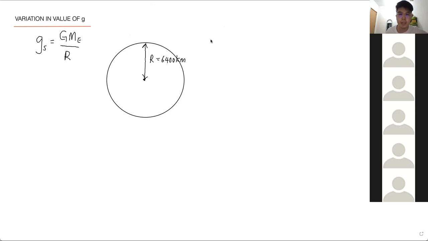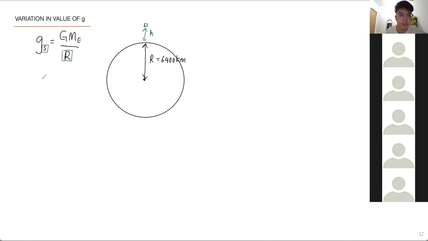What if your object is at a certain altitude above the surface? And this altitude is quite significant. Let's name it H. Can be a few thousand km. Then what would be the g, or the gravitational acceleration experienced by this object here? Again, we can derive it. The general formula of g is g equals GM over R squared. So this one we put capital R because we want to find the g at the surface.